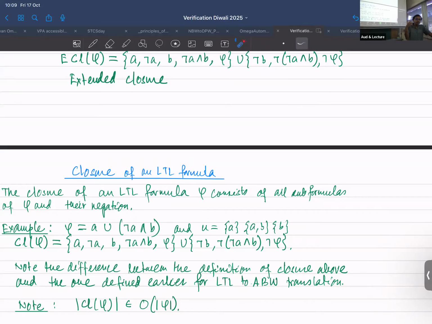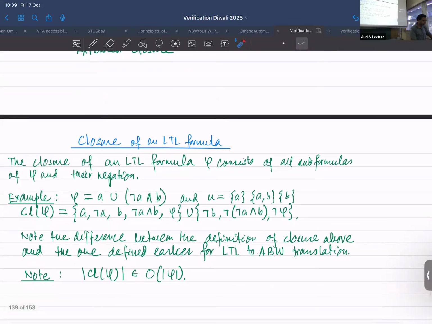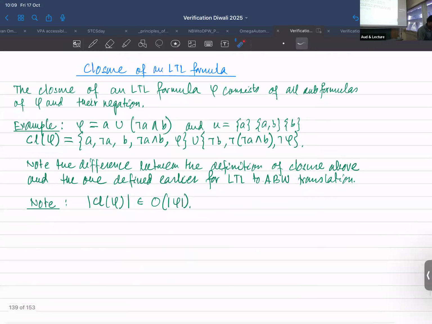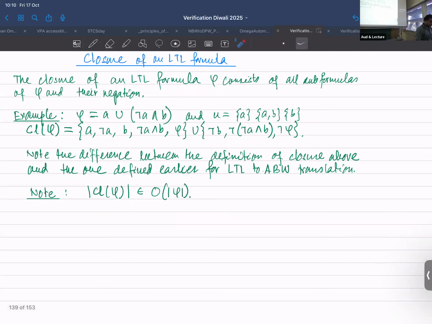A state is again a subset of the formulas which are appearing in the closure, or the extended closure. So we'll call it closure only, just for simplicity. So first, we just give the definition of the closure.